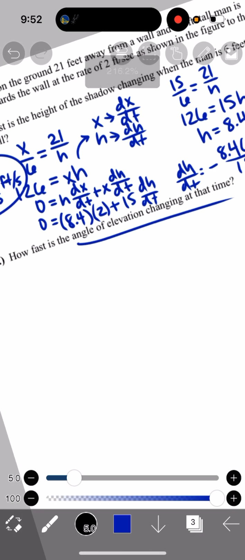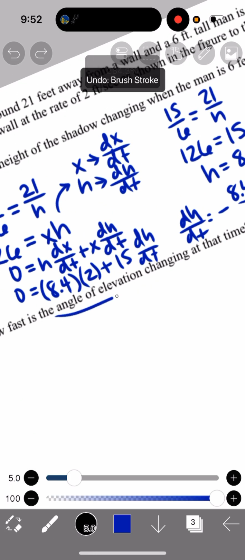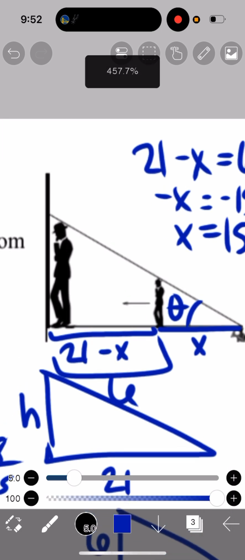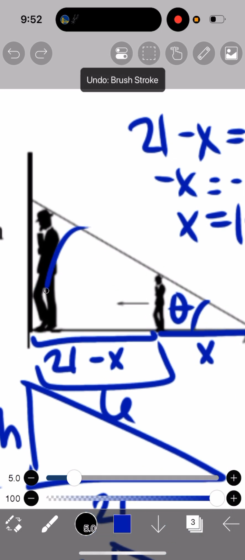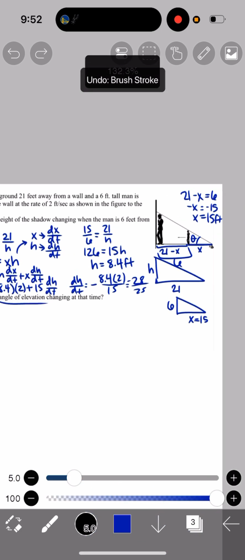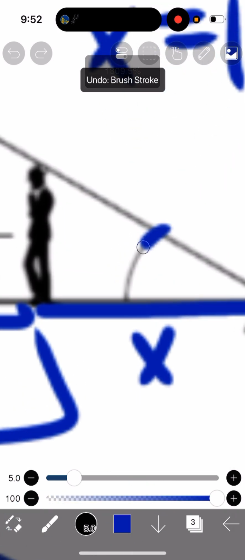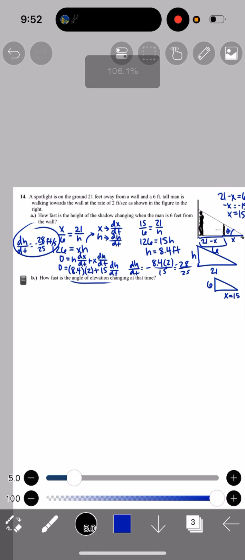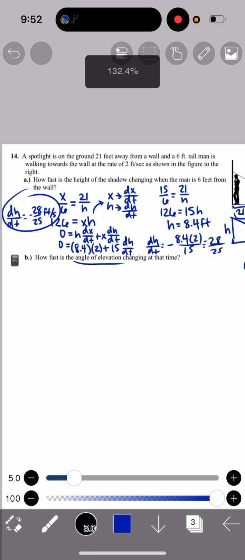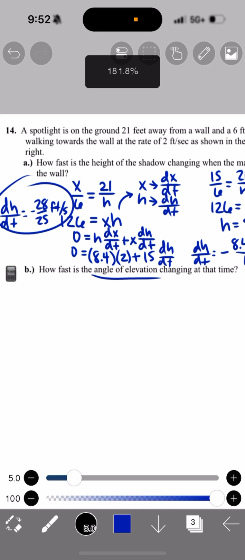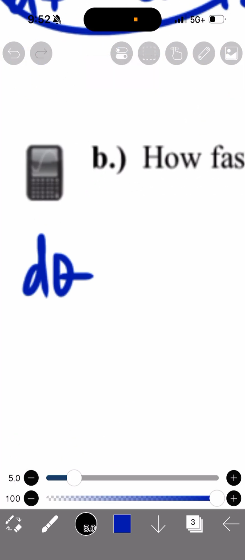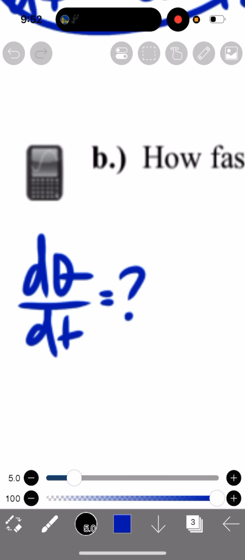Now to move on to the angle of elevation. The angle of elevation, if you remember from pre-cal, is just this right here, the angle elevated. But it's also kind of obvious because they literally give you the little line here up to Michael Jackson's chat. Anyway, we're looking for how fast the angle of elevation is changing. So we're looking for d theta over dt.